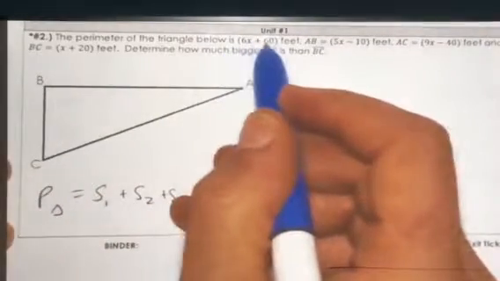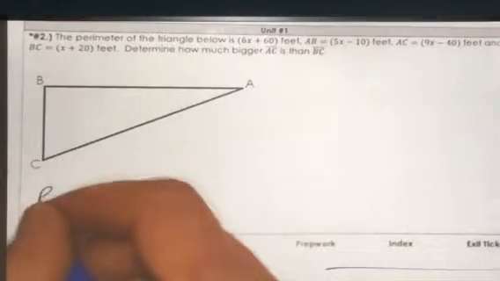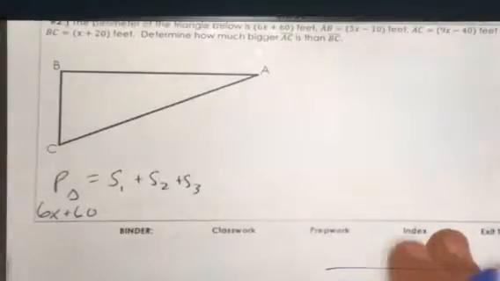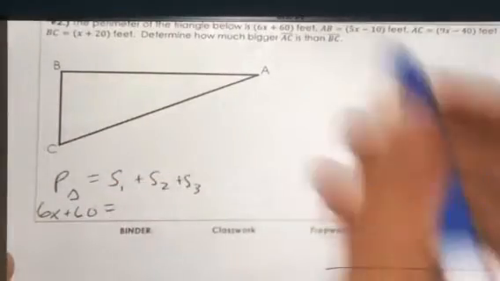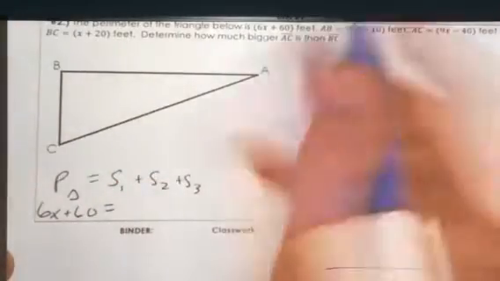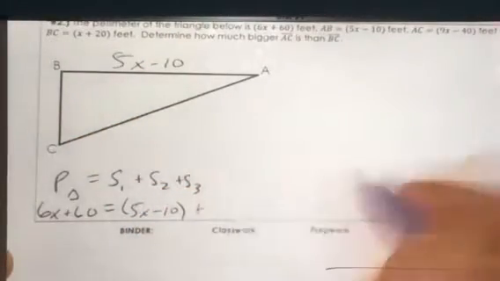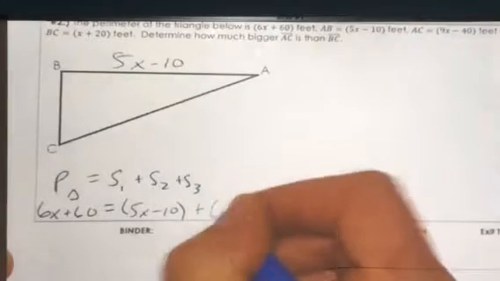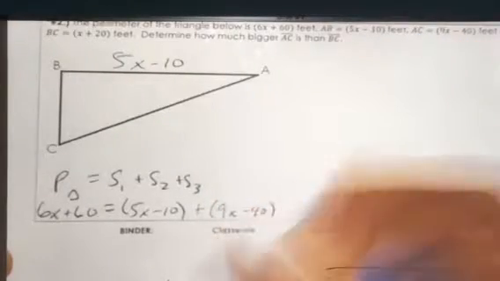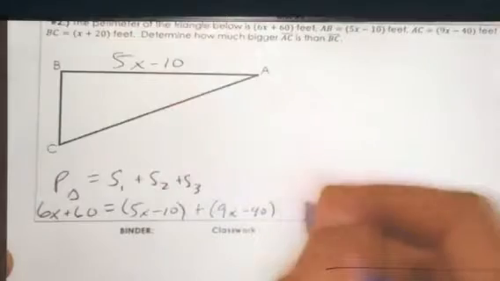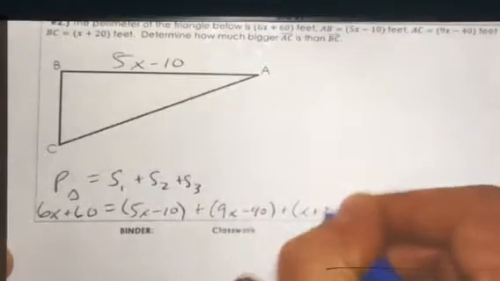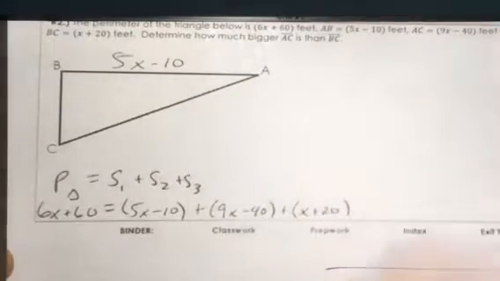And the total perimeter is 6x plus 60. So the sides, AB is 5x minus 10. AC is 9x minus 40. And BC is x plus 20. Don't do the problem yet. Make sure you read it all.